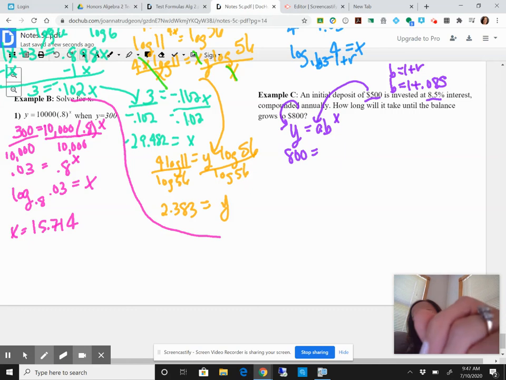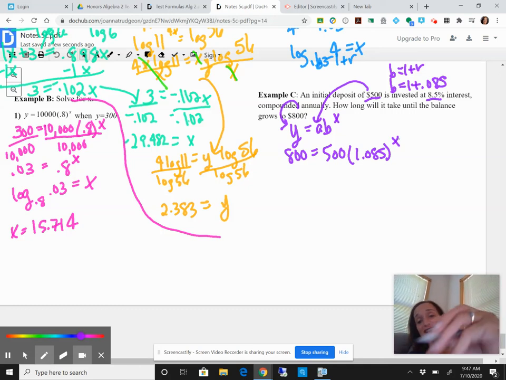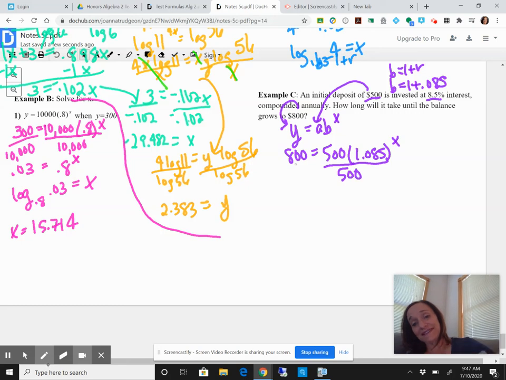800 equals 500 times 1.085 to the x. Can I multiply 500 times 1.085? No, I cannot. You cannot do that. Don't be that kid, because there are these kids that do that, and when I'm grading tests, it just makes me kind of sad, because I feel like I've mentioned it many times.